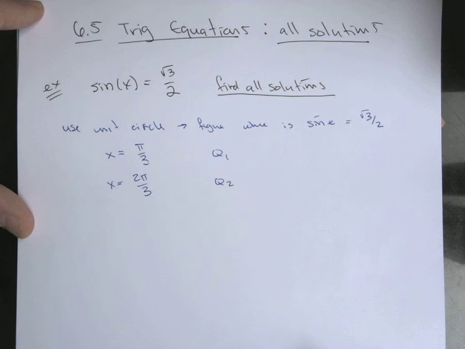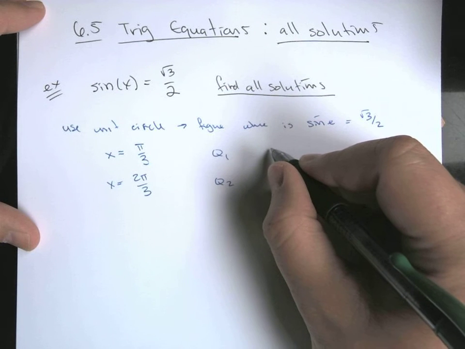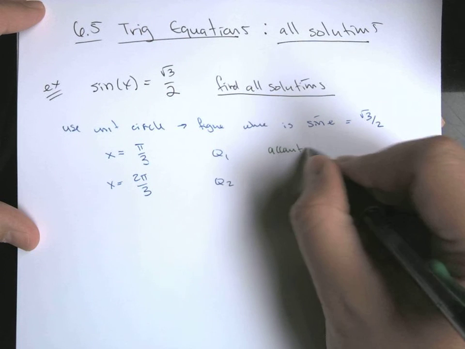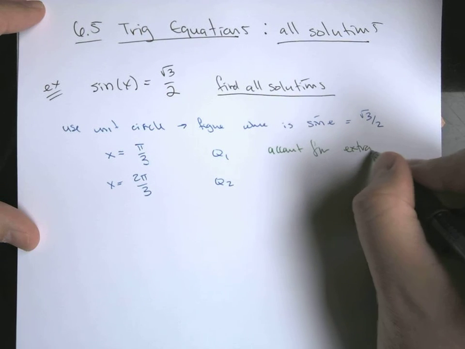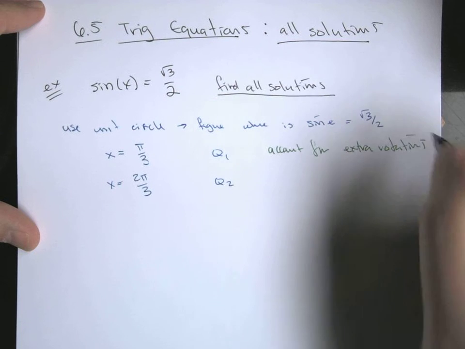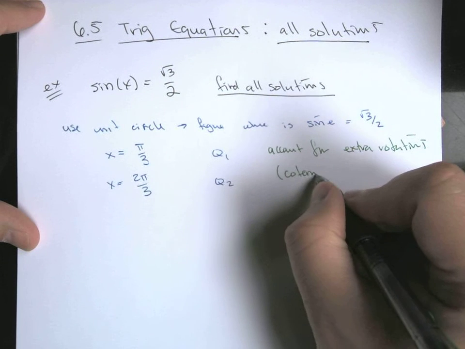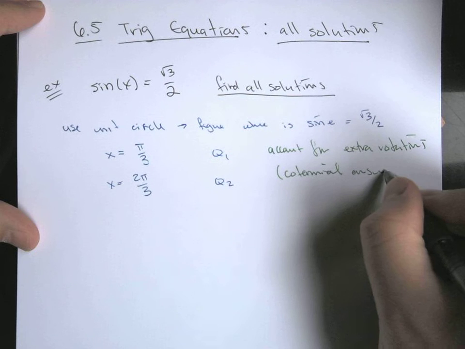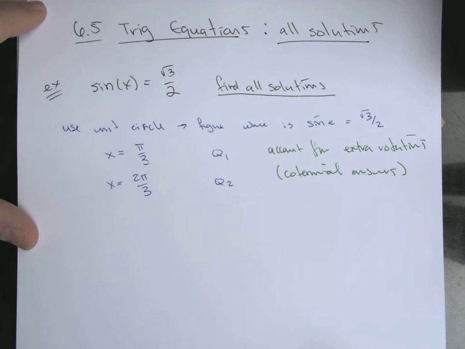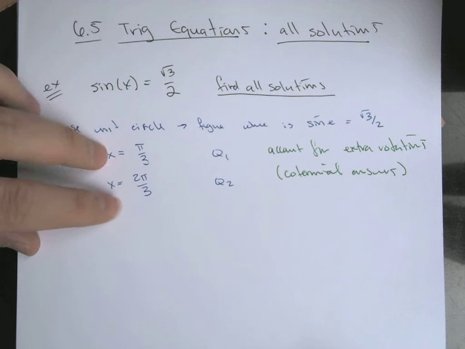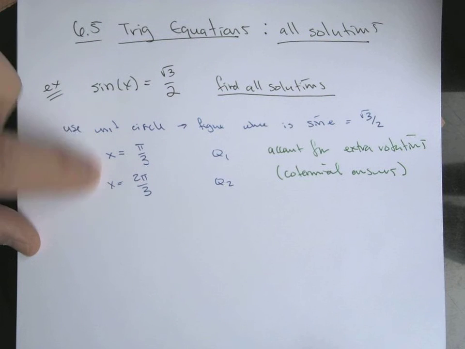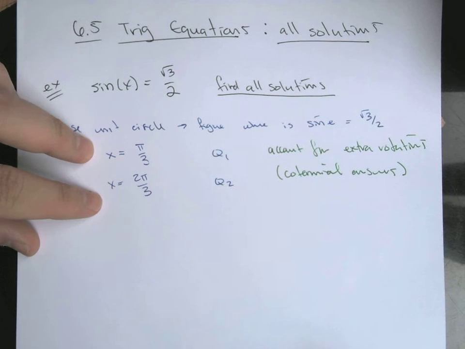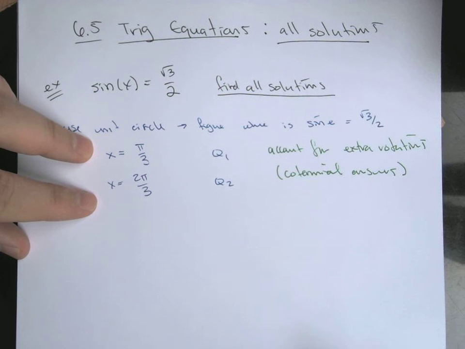Now the thing is, we didn't put any kind of a restriction on how many rotations we could cover. So what we need to do is account for extra rotations, in other words, coterminal answers, right? So coterminal angles to pi over 3 or 2 pi over 3. These two positions are unique, one in quadrant 1 and one in quadrant 2. Those are unique answers, and it's enough to have those two. We're not going to be able to relate them together.